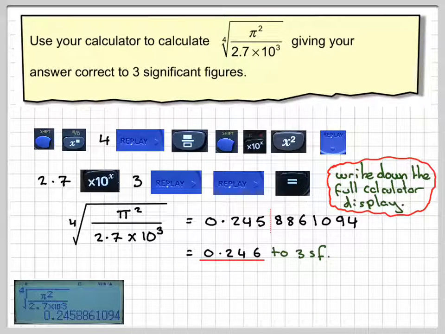Three significant figures. So this has been a video to show you how to use a Casio calculator to work out a more complicated calculation.